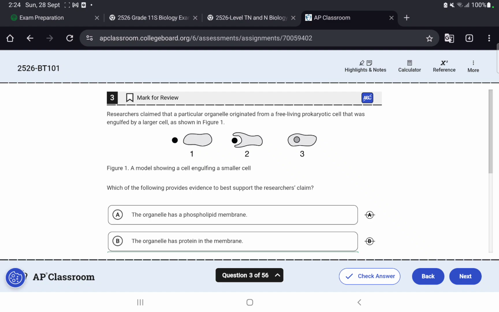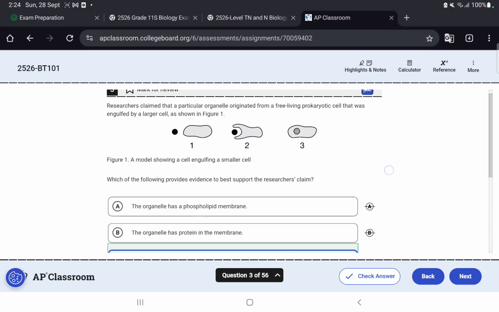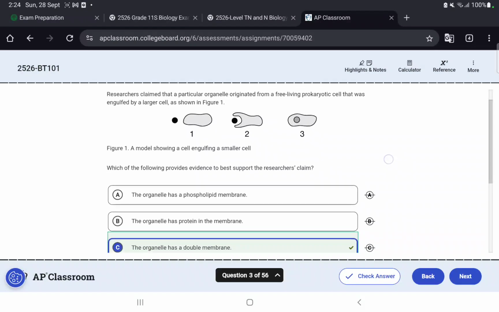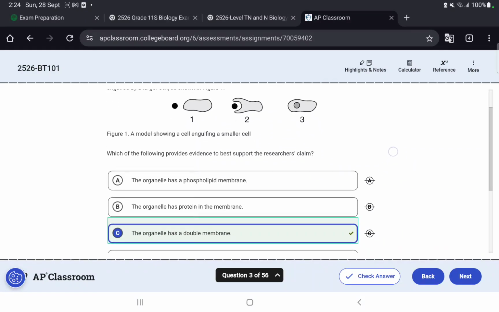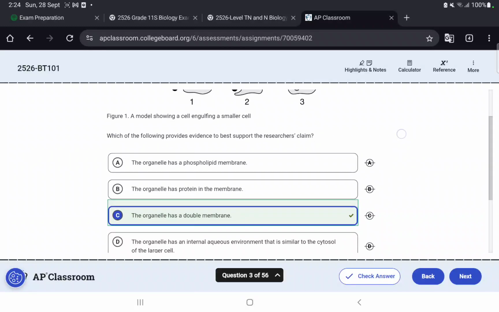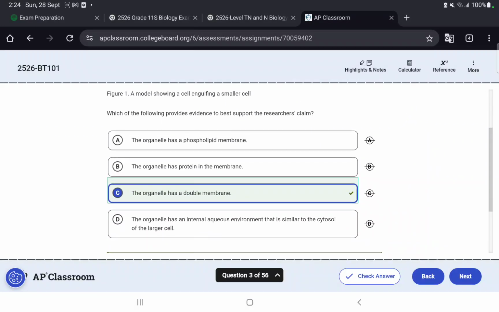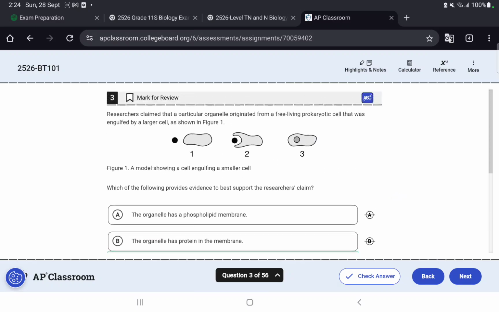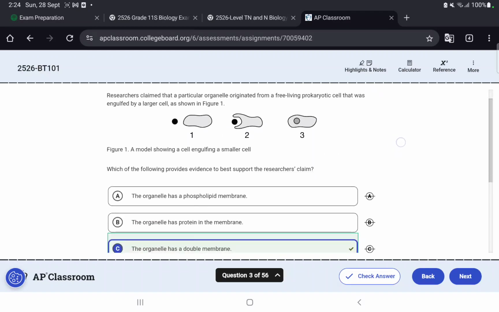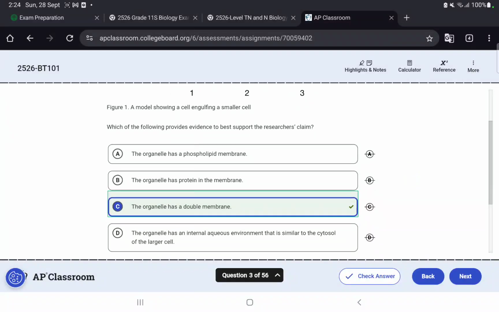Okay, so let's start. Researchers claimed that a particular organelle originated from a free-living prokaryotic cell that was engulfed by a larger cell. Figure 1, a model showing a cell engulfing a smaller cell. Which of the following provides the best evidence for the researchers' claim? So the organelle has a double membrane. Obviously, if the organelle has a double membrane, it was eaten by another organism.